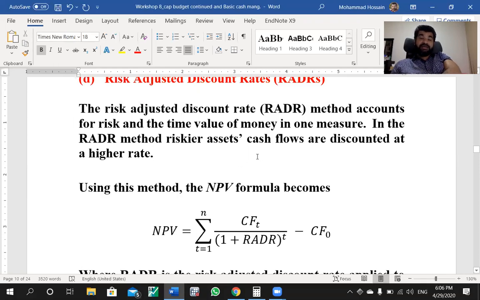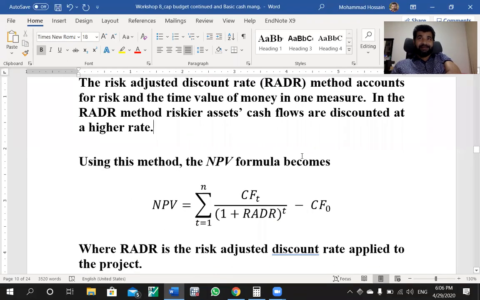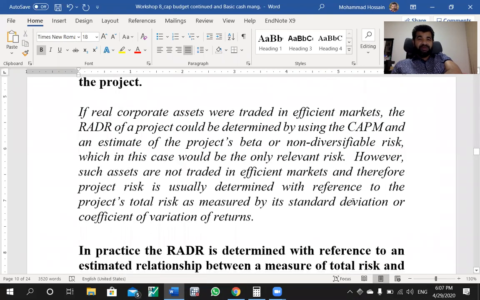So in this case, we're actually adding up risk and the discount rate both. So it says when you're using this method, the NPV formula will become like this. That time you do not use the interest rate, you will use the risk adjusted discount rate. You're going to use this rate. Okay. So now let's look at one formula in here.